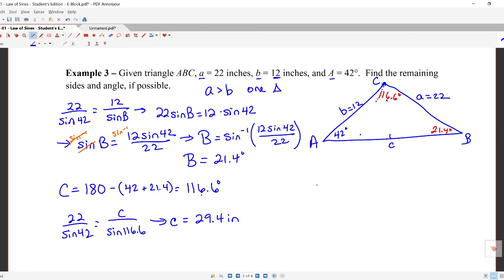Now it wouldn't be bad at the end. I don't do this all of the time, but it wouldn't be bad at the end to just state everything. So A is 42, B is 21.4, C is 116.6, a is 22, b is 12, and c is 29.4. It just makes it nice and easy to see the comparison that B is the smallest angle and side, A is the middle angle and side, C is the largest angle and side, and it's just a nice view of the answer.